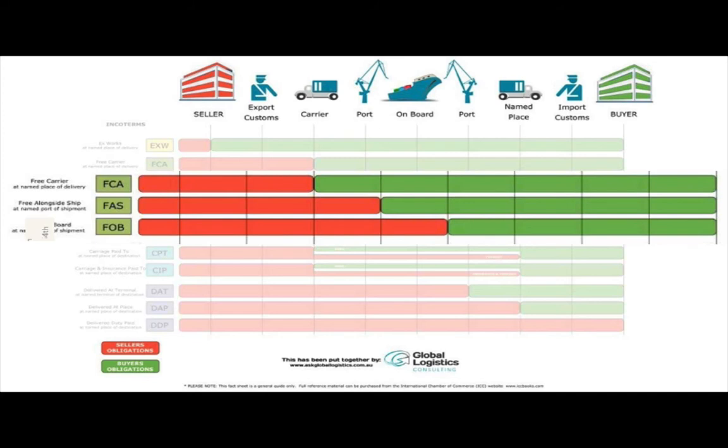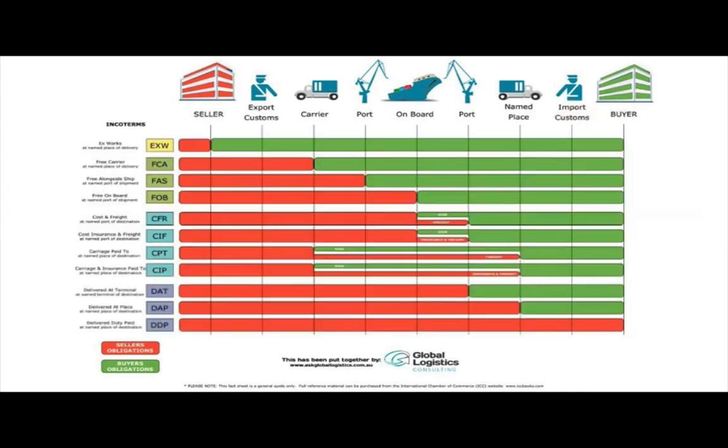Free on board takes the next step. That means the seller has a responsibility to go through export customs, get it onto a land carrier, get it to the port, and to load it onto the ship. Once it's loaded onto the ship, the buyer takes over responsibility for getting it off, bringing it to the named place, paying import duties, and getting it to his business.